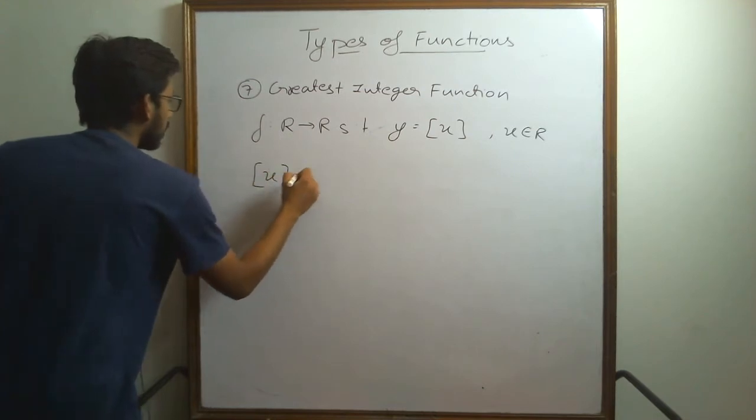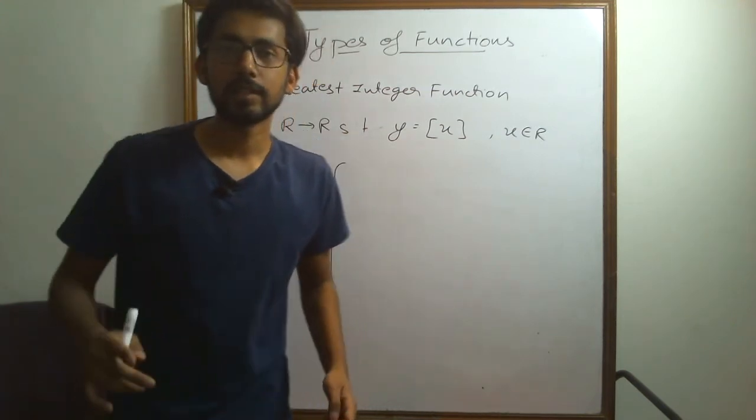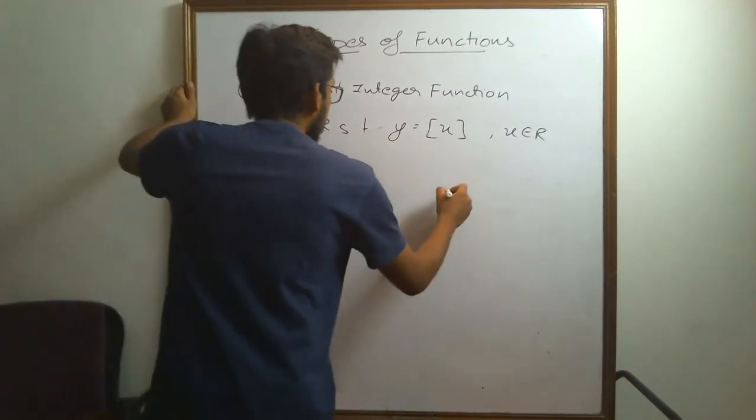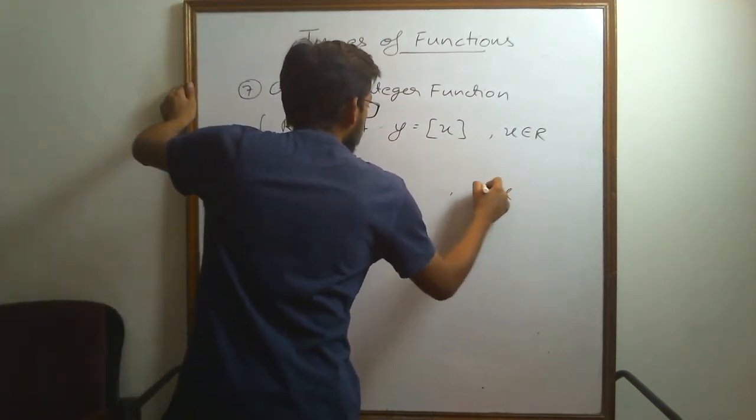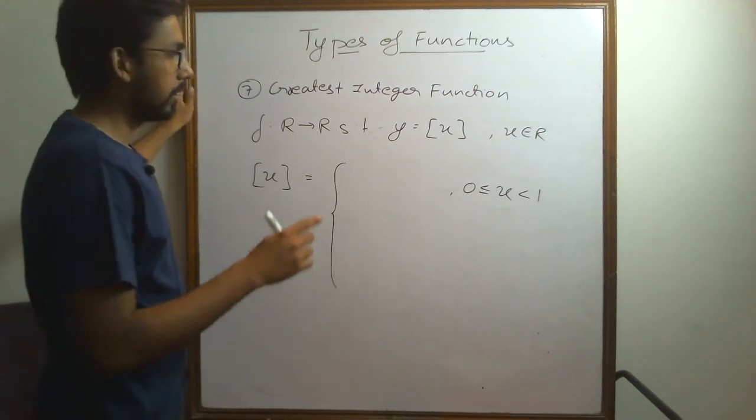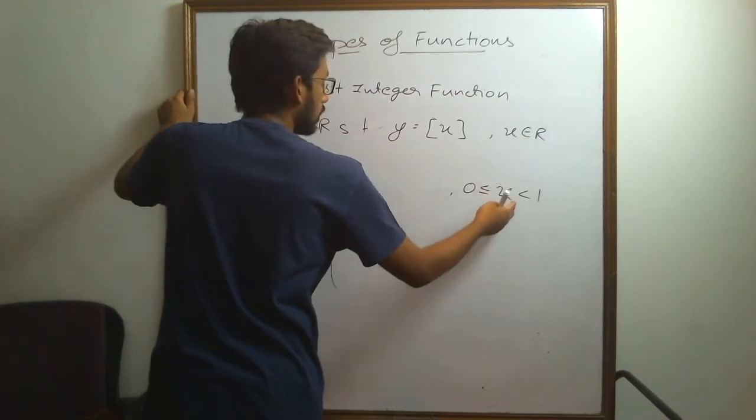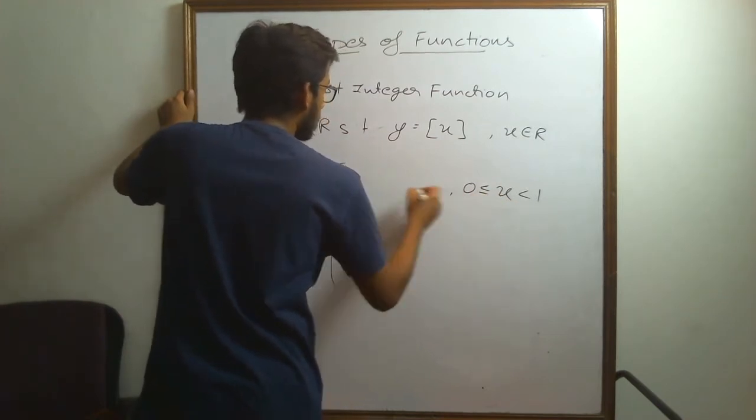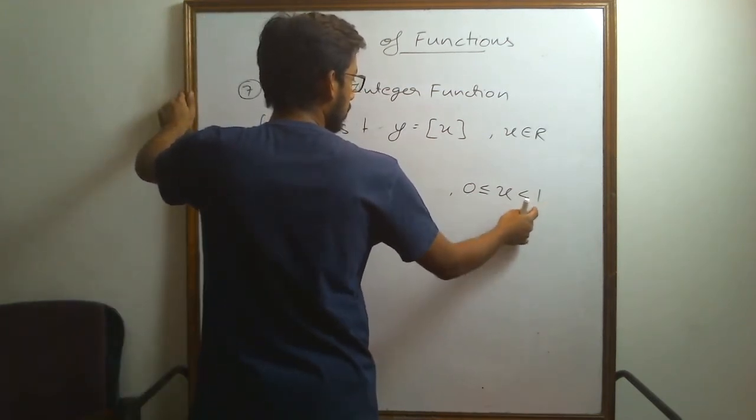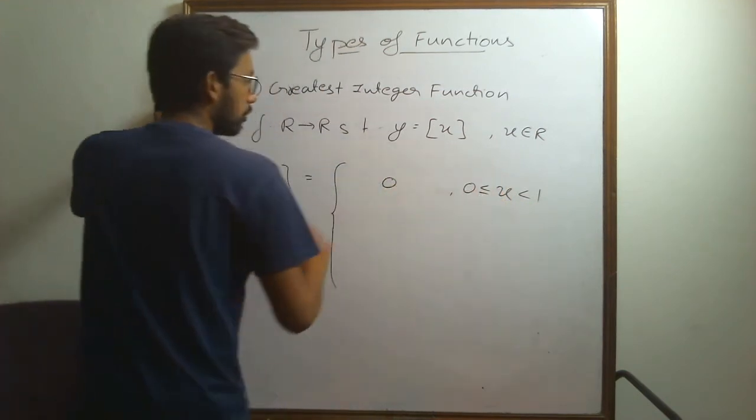What is the greatest integer function of x? It gives us the greatest integer less than or equal to x. That means if I talk about this interval, x is greater than or equal to 0 and less than 1, in this interval, the greatest integer less than or equal to x is always 0. Think about it. In this interval, the greatest integer which is less than or equal to x is 0.